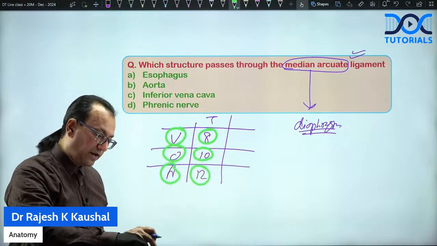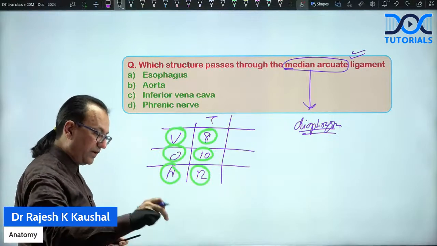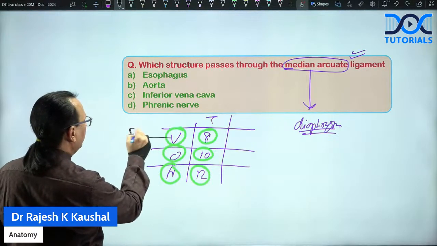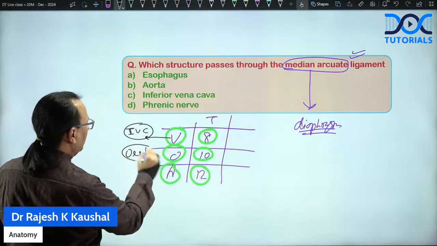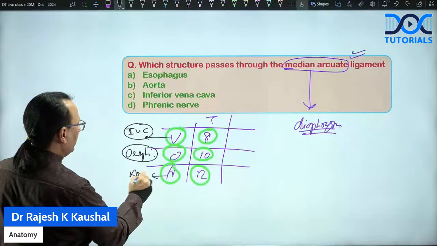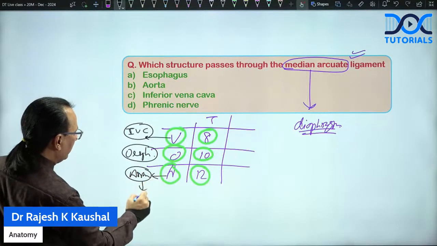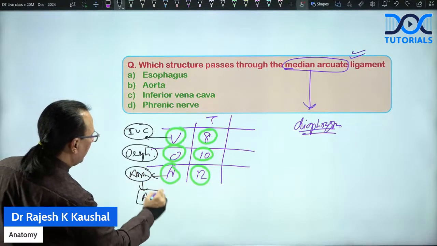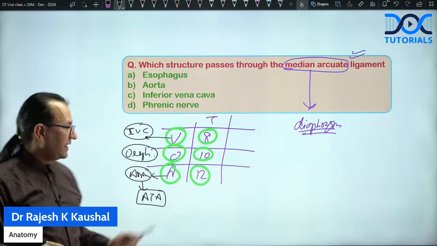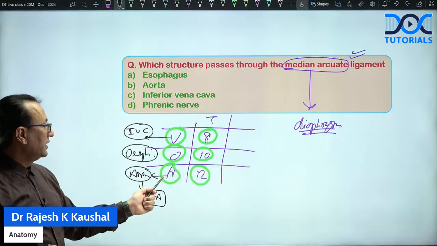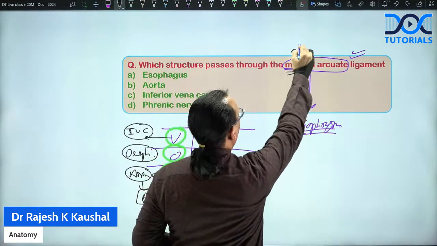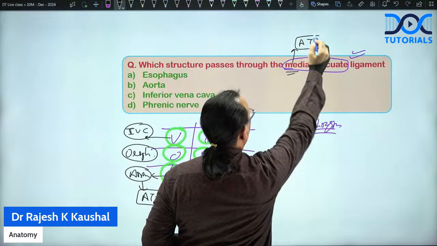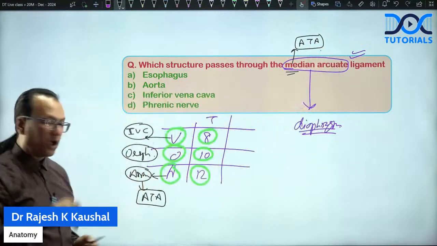V is inferior vena cava, O is esophagus, and A is aorta. But along with the aorta, you will have other structures. You can remember ATA structures are passing. And what are these ATA structures passing at the T12 vertebra? They are passing through the median arcuate ligament. So in the median arcuate ligament, the ATA structures are passing, and that is what we want to talk about.